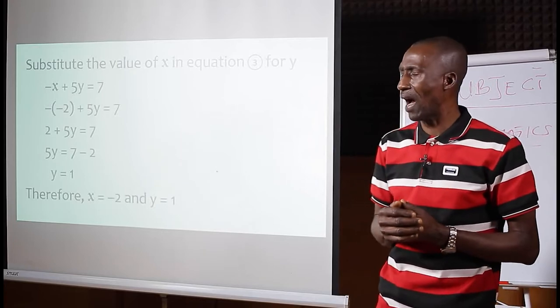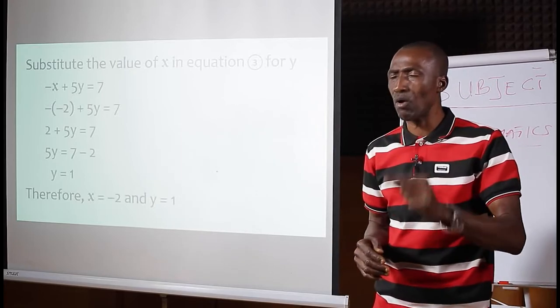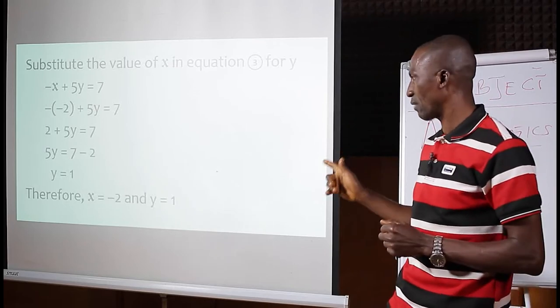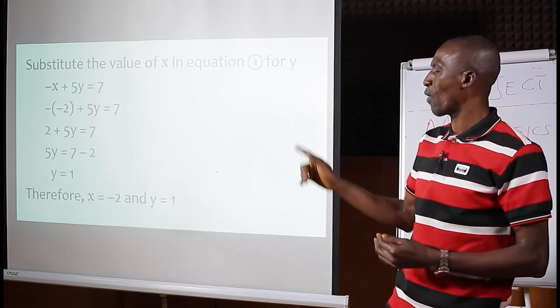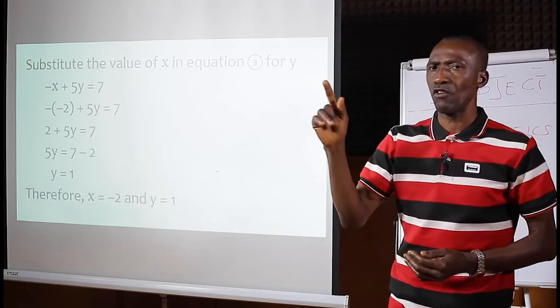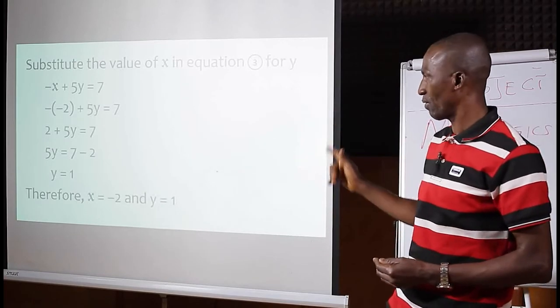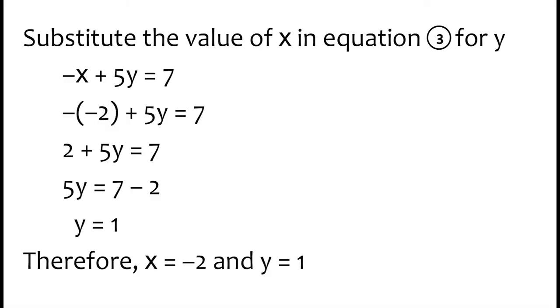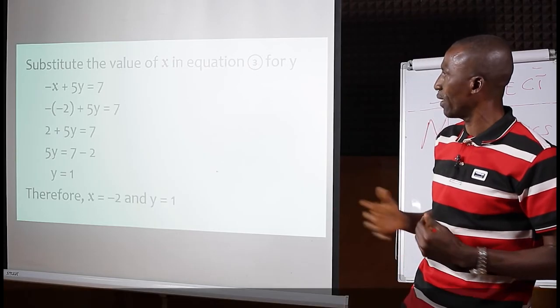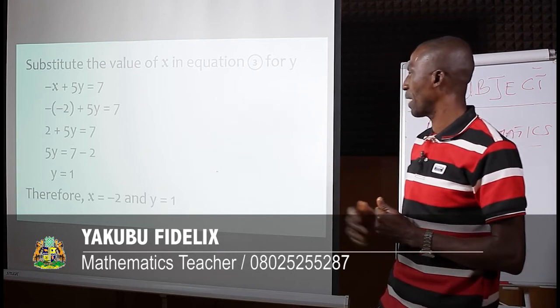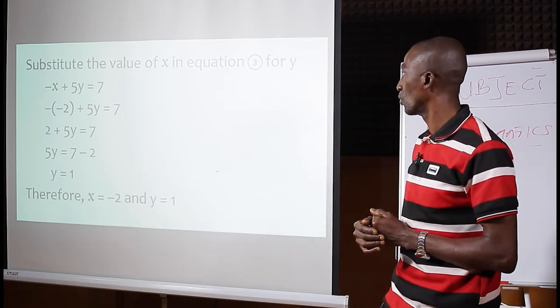To find the value of y, we are to divide both sides by the multiplier of y, which is 5. So the left becomes 5y over 5, and the right becomes 5 over 5. 5y divided by 5, the answer is y. And 5 divided by 5, the answer is 1. So our y equals 1. Conclusively, my dear student, our x equals minus 2, and our y equals 1.